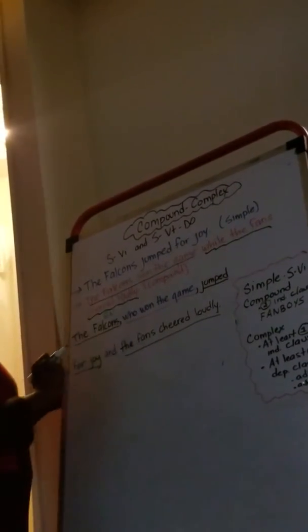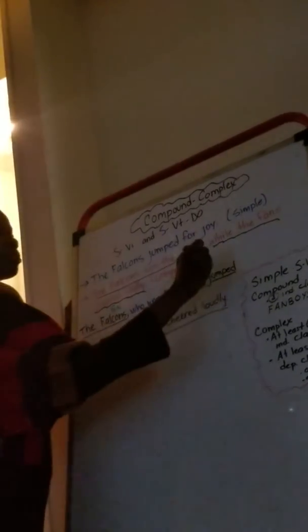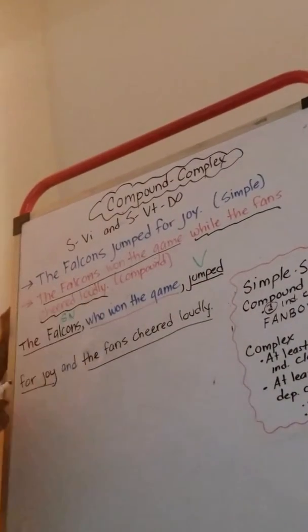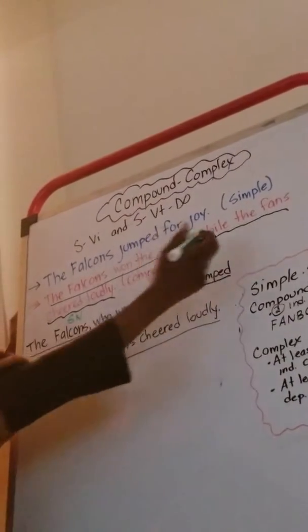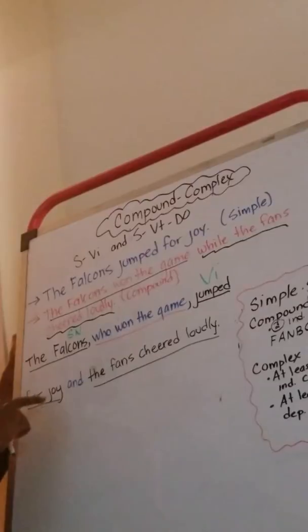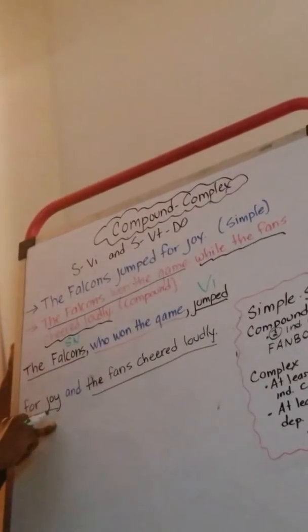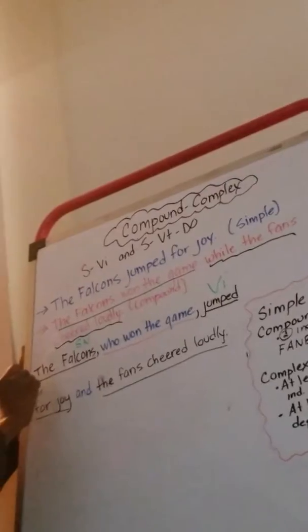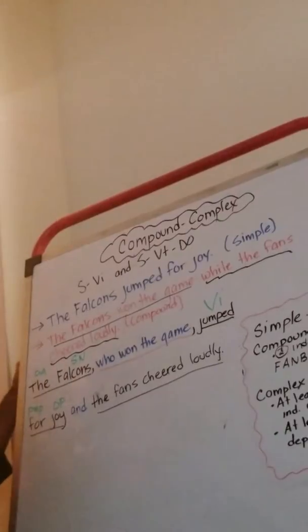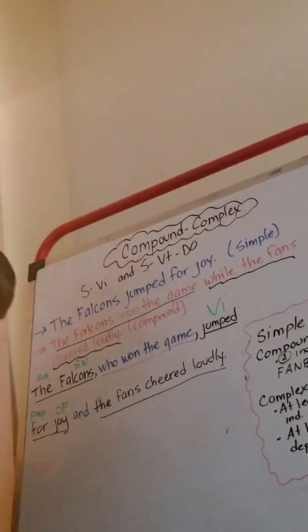Let's question confirm. Who or what jumped? Falcons. So that would be my subject noun. What is being said about Falcons? Jumped. That would be my verb. Falcons jumped what? There is no noun that follows that, so that makes my verb intransitive. For joy: for is a preposition, joy would be the object of the preposition. The is our adjective article. So let's go ahead and diagram that.